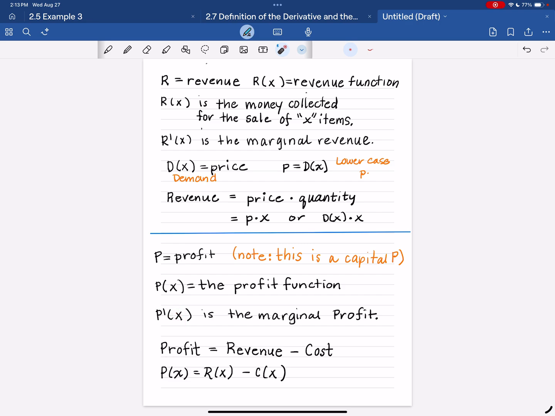Now, profit is your revenue that you bring in minus your expenditures or your cost. So you can bring in $1 million, but if it costs you $1.5 million to make it, you're not going to make a profit. So your revenue minus your costs is your profit. And so written in formula form, that's P of X, that's profit of X, is the revenue R of X, minus the cost C of X.